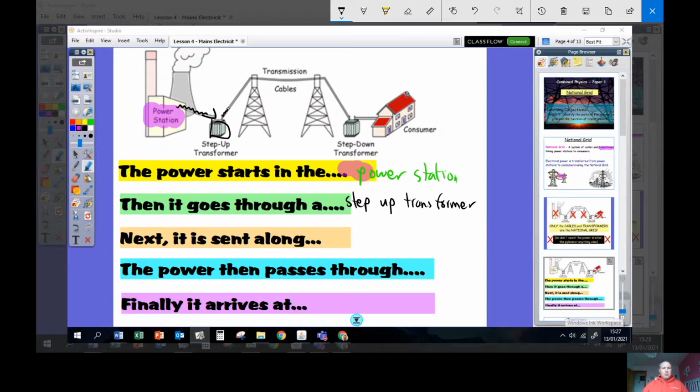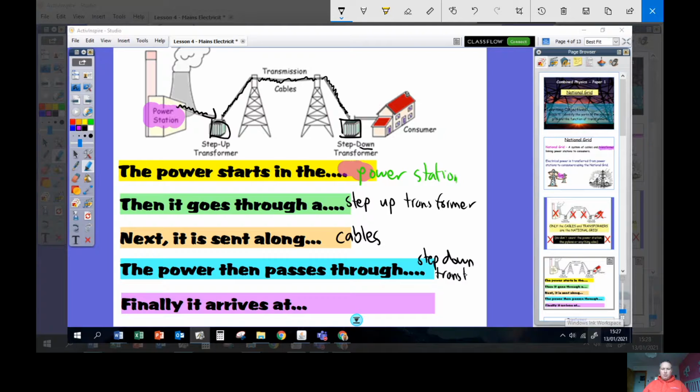Once it's been through the step-up transformer, that electric power gets sent through the great big cables you see being held up by pylons all over the country. So it gets sent along the cables. Now, before it goes into our houses, it goes through another one of these special transformer boxes. But you can see that this one isn't called a step-up transformer. It's called a step-down transformer.